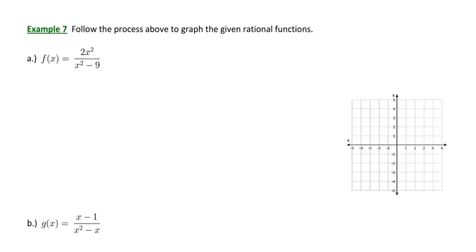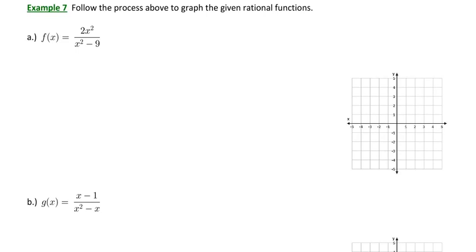So that's a lot to think about, and we're going to go through all of those steps on each function in example 7. So follow that process to graph the given rational function. On example A, we have the function f of x equals 2x squared over x squared minus 9.